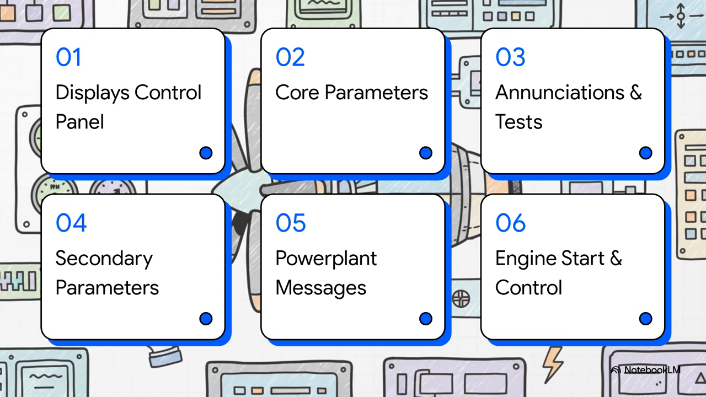To keep things moving, we'll scan the cockpit top to bottom. We're looking at the display's control panel, engine display core parameters, enunciations and system tests, secondary engine parameters, priority power plant messages, and finally, engine start and control. Let's get right into it.